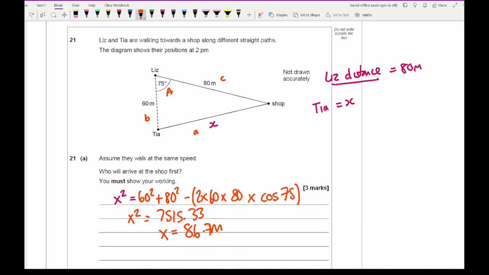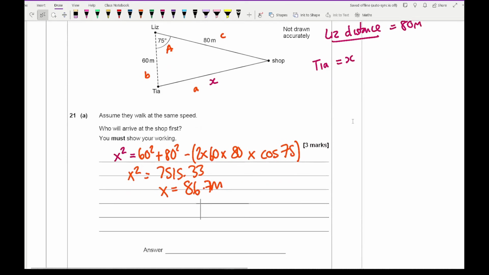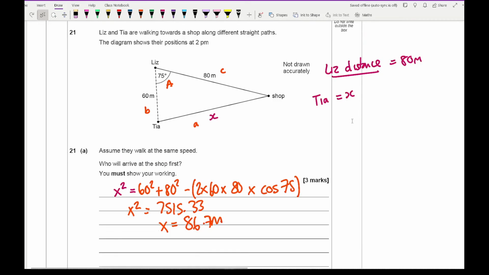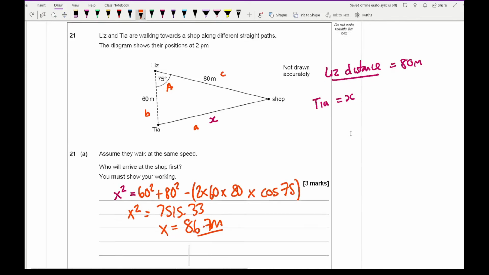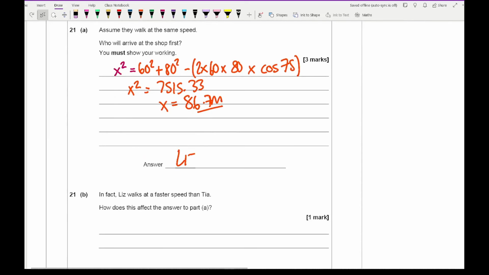86.7 meters. So here, who travels furthest? The lowest. The answer is going to be Liz, and the reason for that is because she travels the shorter distance.